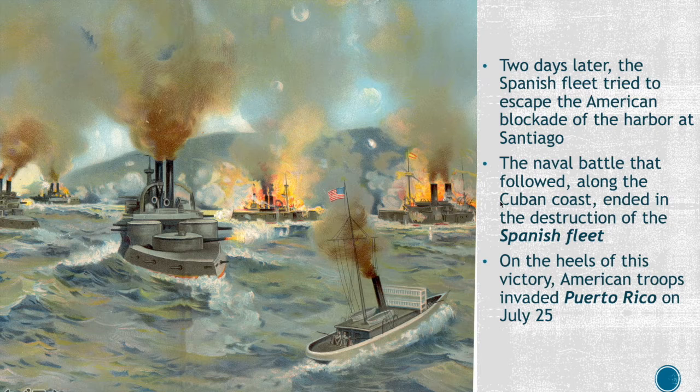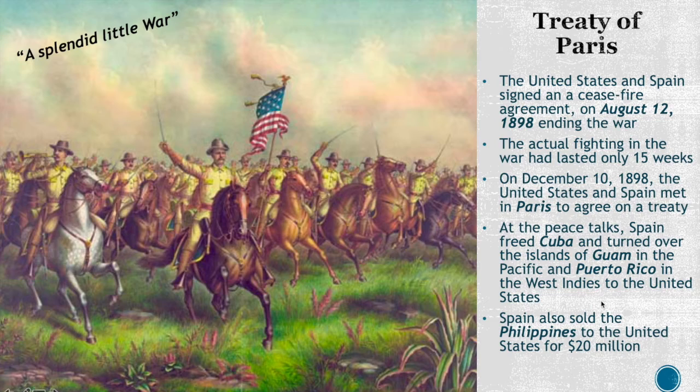Two days later, the Spanish fleet tried to escape the American blockade. The naval battle followed along the Cuban coast and ended in the destruction of the Spanish fleet. So the Spanish fleet was destroyed. The American blockade worked. On the heels of victory, American troops invaded Puerto Rico on July 25th. And the United States and Spain signed a ceasefire agreement on August 12th, 1898, ending the war. So this was a very quick little war.